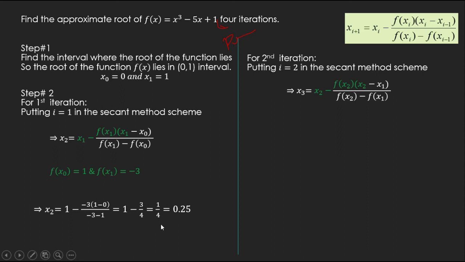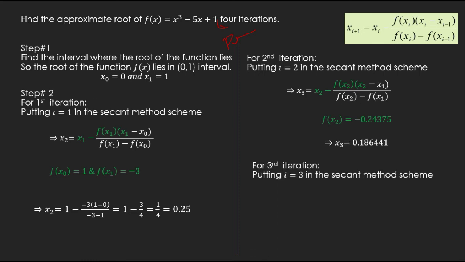What we need to do is find the value of the function at x equal to x2. At x2 we need to find the value of the function. After finding the value of f of x2, you need to substitute all these values in this scheme and you will get the value of x3.